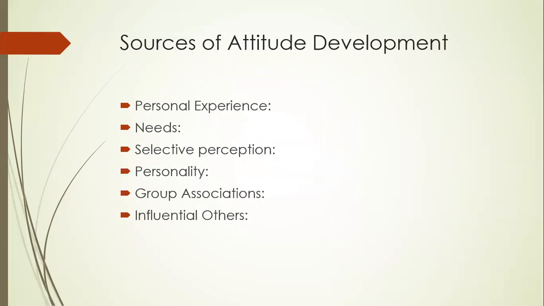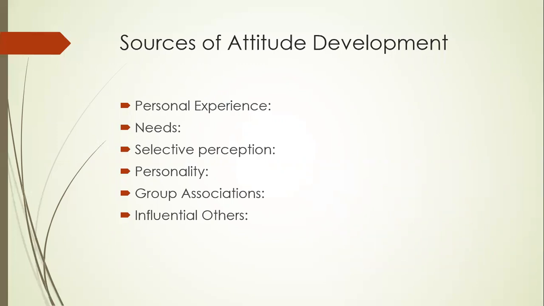Now, what are the sources of attitude development? First, personal experience. Obviously, we go through different experiences in our lifespan, by using products, by usage, by listening. So this all comes under personal experience. From there, we develop the attitude. Next come needs, the basic needs, the need of the consumer. That also acts as an attitude source. Then selective perception, personality, what type of personality we have, group association, the group to which we belong, we learn from them, and influential others.